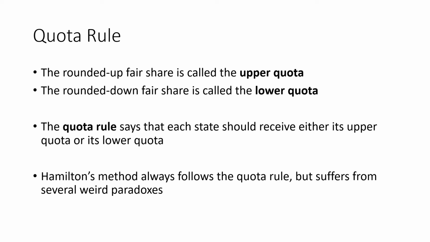And last time we learned Hamilton's method, which is a specific way of figuring out which states get their upper quota and which states get their lower quota. The problem is, as we saw in the previous video, that Hamilton's method suffers from some strange paradoxes. So we're looking for a different way to do this.